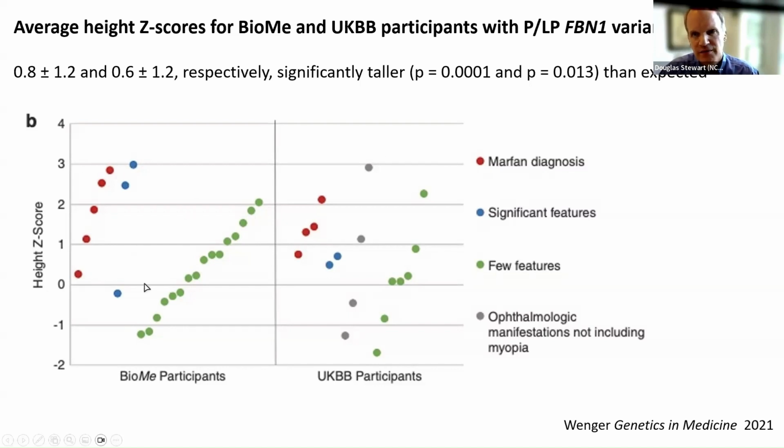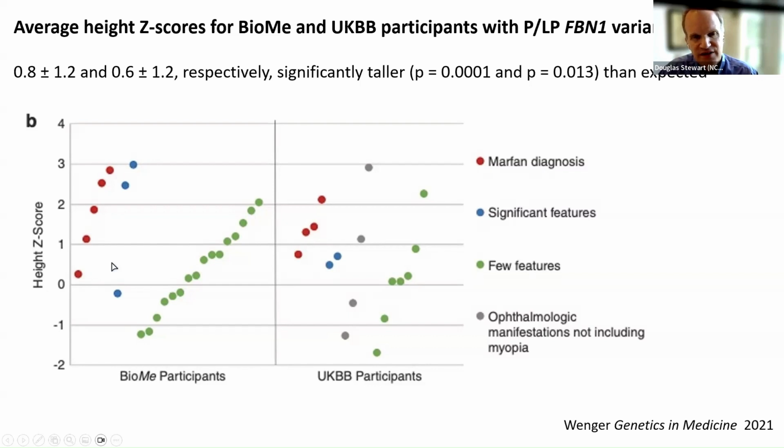So this shows all the data from BioMe and from UK Biobank of all of the individuals in the two different cohorts who had a pathogenic or likely pathogenic variant in fibrillin-1, which is the gene that underlies Marfan syndrome. And you can see the z-score is plotted here.